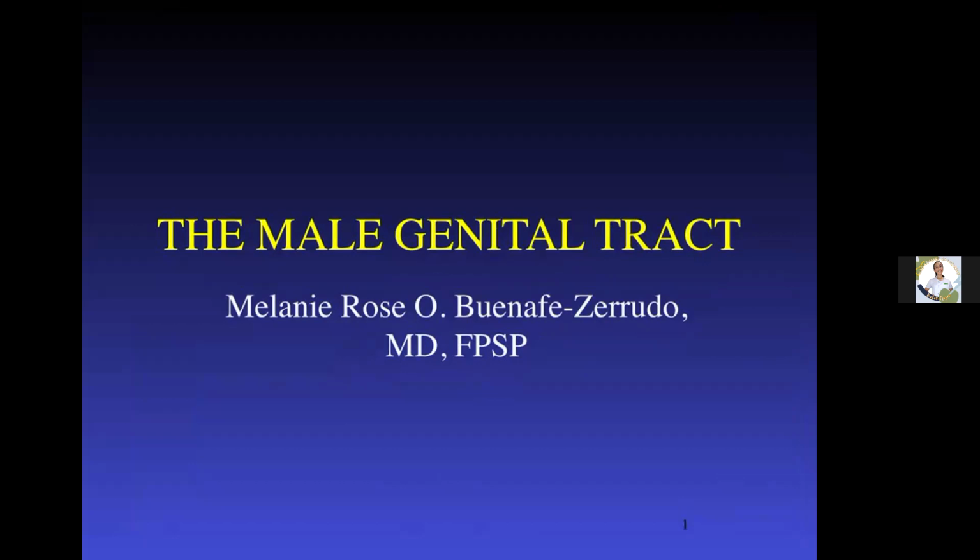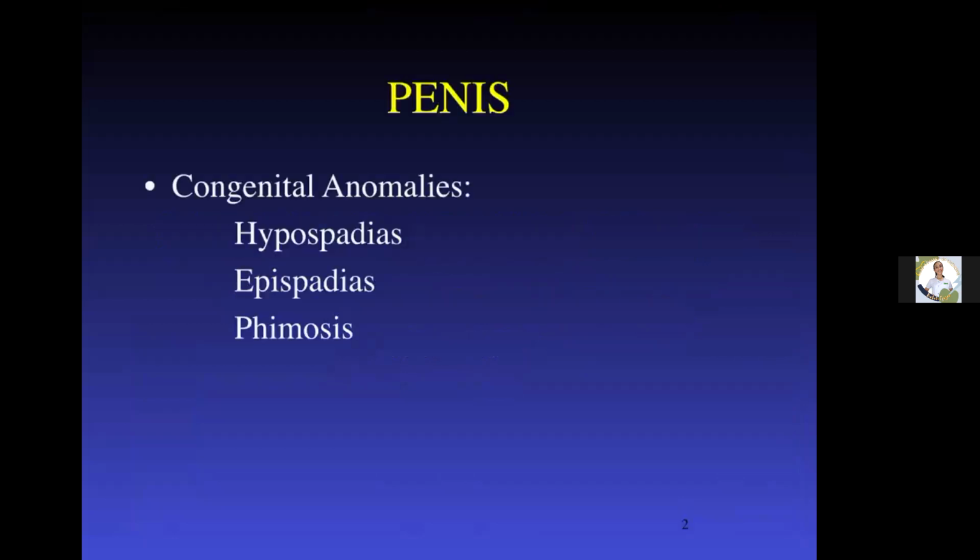The next topic is the male genital tract. The male genital tract is composed of the penis, the testis and the epididymis, and the prostate. Let's take up the penis first. The penis can be affected by congenital anomalies, inflammations, and tumors, inflammations and tumors being the most important.